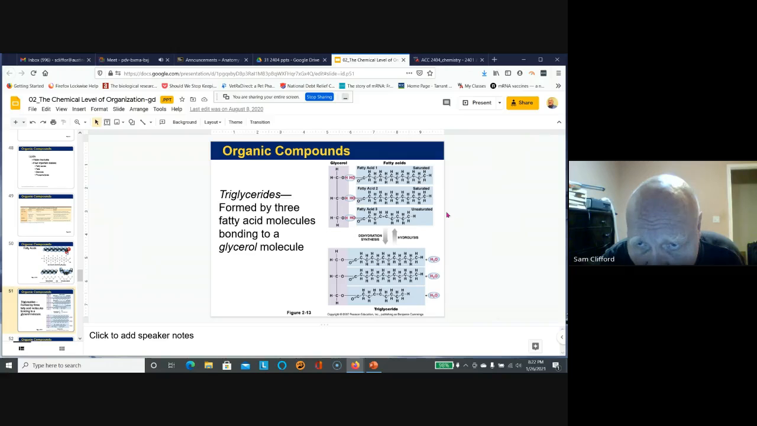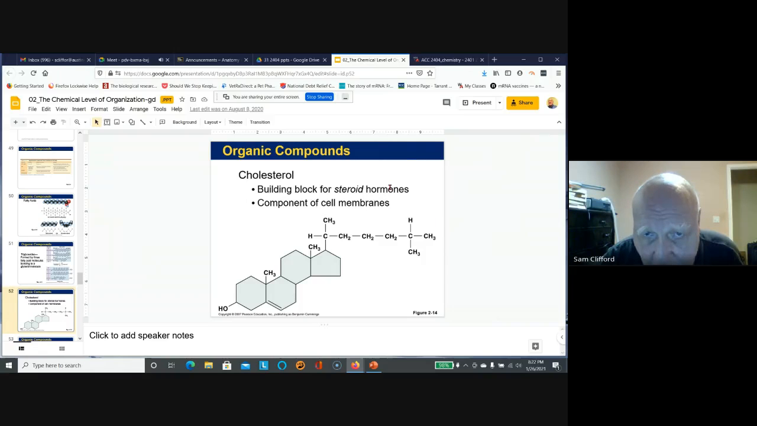A triglyceride has three fatty acids joined to one glycerol. Cholesterol has this four-ring structure. It allows you to build testosterone, estrogen, aldosterone, cortisol, and it's part of cell membranes.